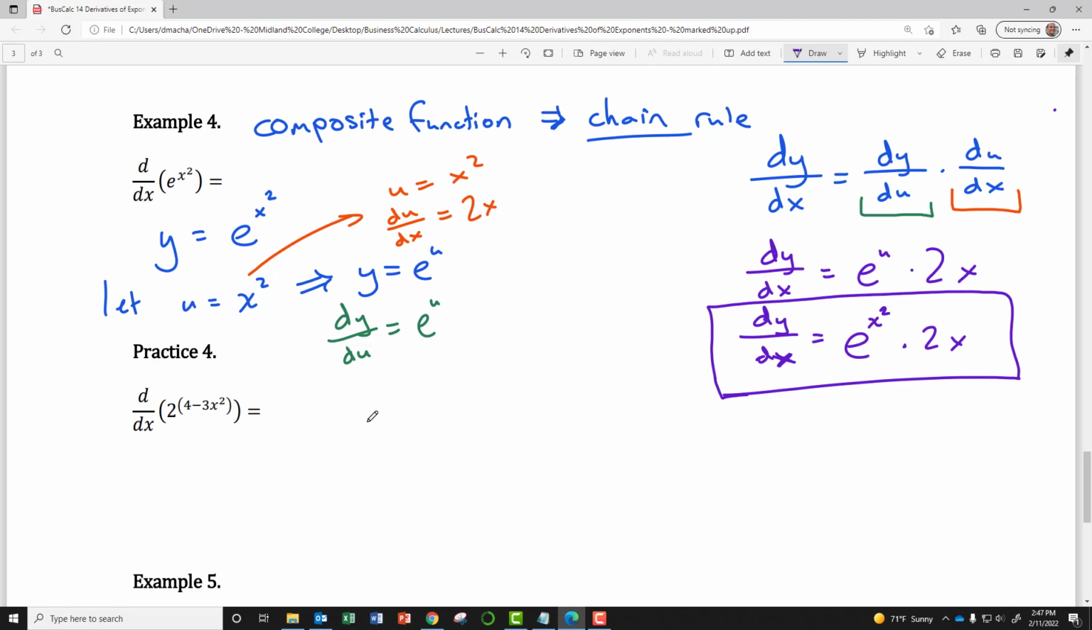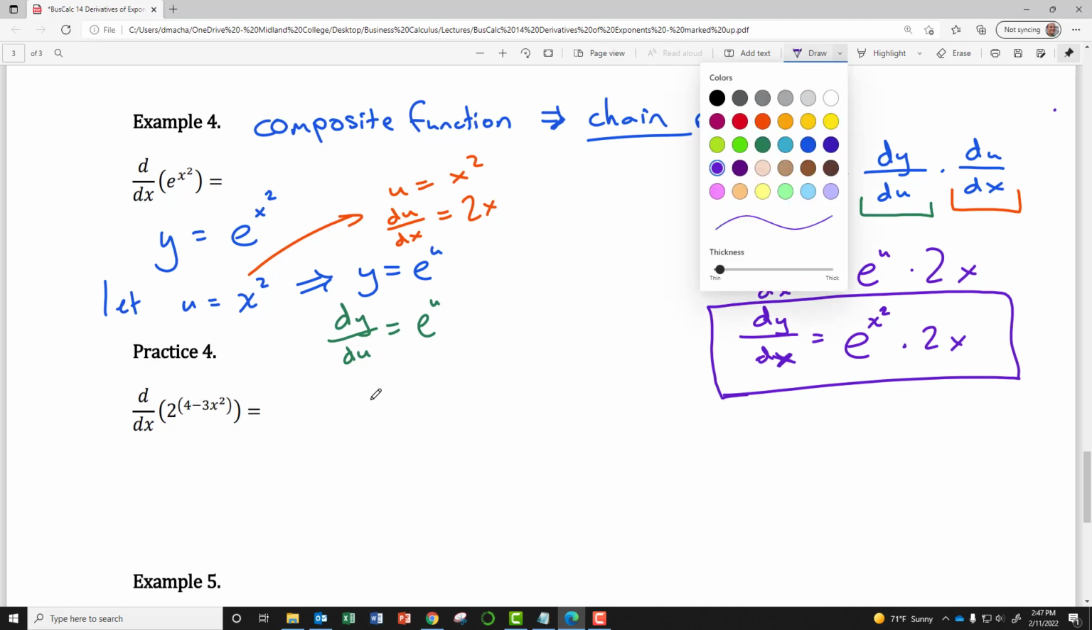Now that you've seen example 4, I invite you to try practice 4 on your own. So give that one a shot. This is the time where you pause the video and give yourself time to work it out. And now I'm going to assume you've already given this your best shot, so I'll show you the correct solution for practice 4 so you can check your answers.